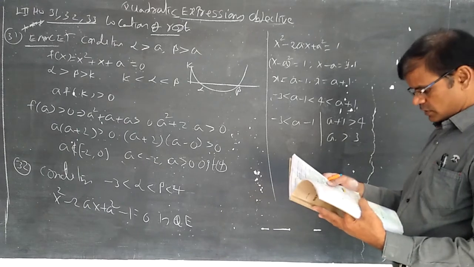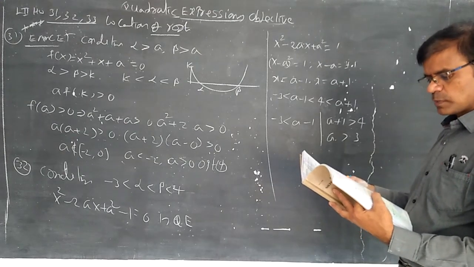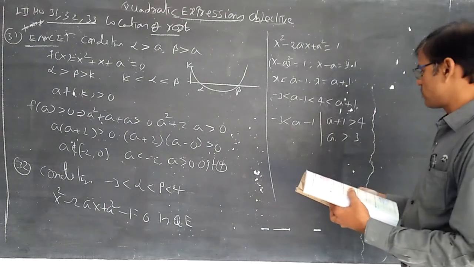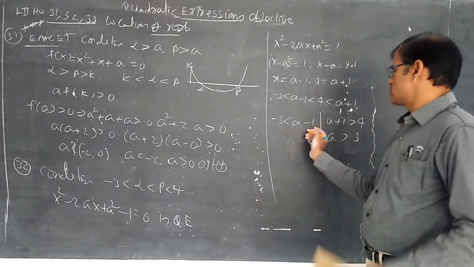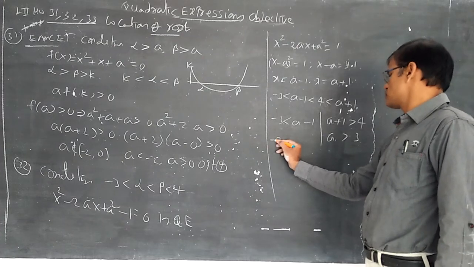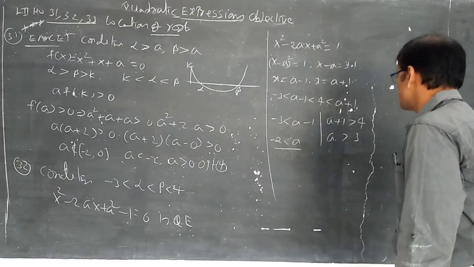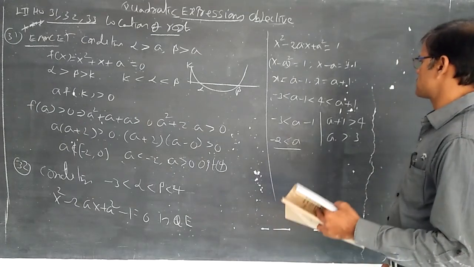Option is there, question 31. Fourth option given, 30. Now we are going to discuss 32. The integral parts is asking. If minus 2 less than a, that's all. A greater than 3 is not correct.